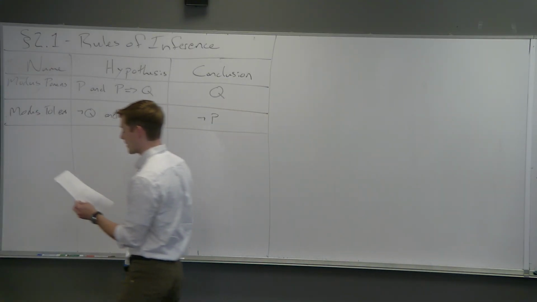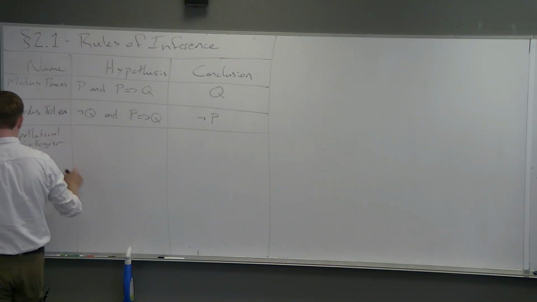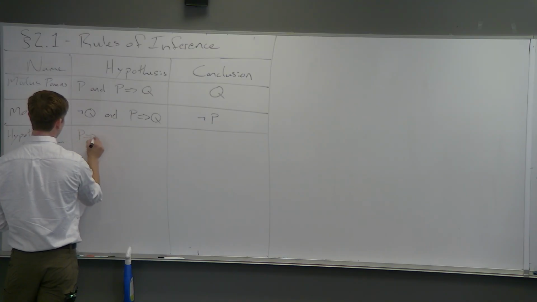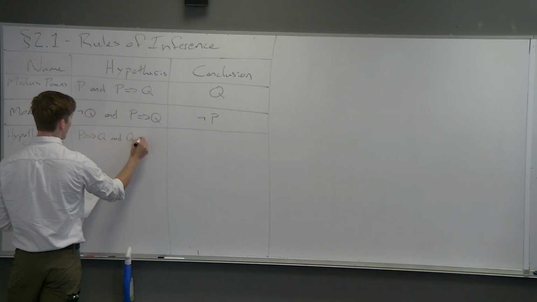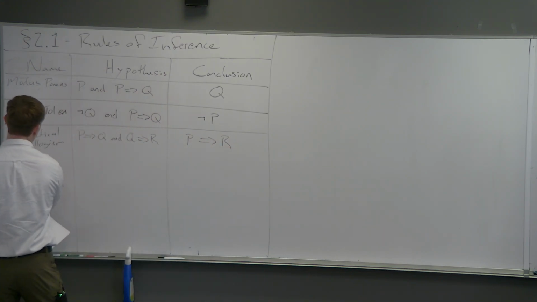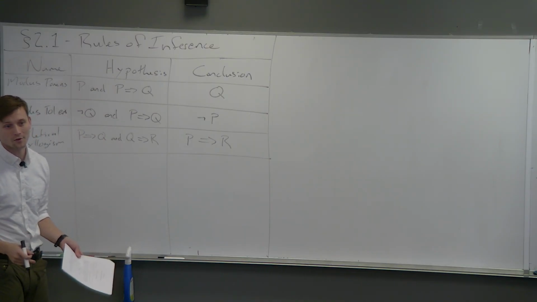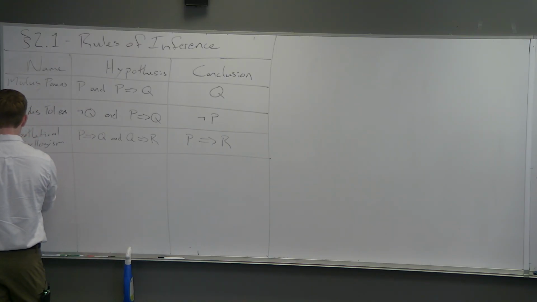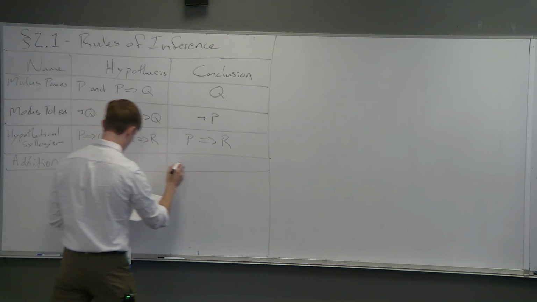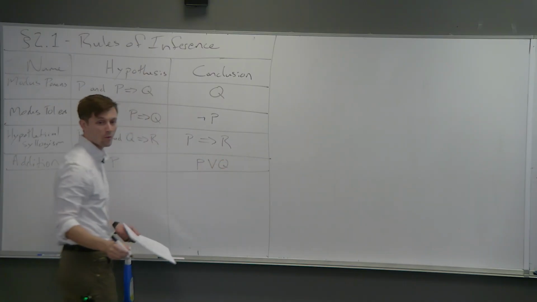I'll put the rest of them up here really quick. We talked about these last time. There's the hypothetical syllogism, which says that P implies Q and Q implies R. Well then, P implies R. Reasonable: thing 1 implies thing 2, and thing 2 implies thing 3, then thing 1 implies thing 3. Addition, an easy one. Addition just says, if you've got P, then we may conclude P or Q for any old Q you want.